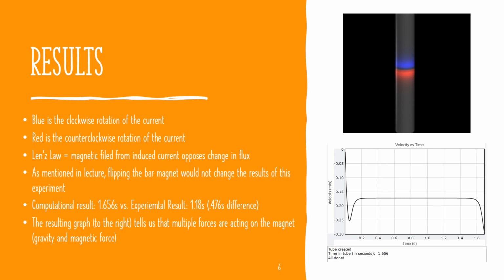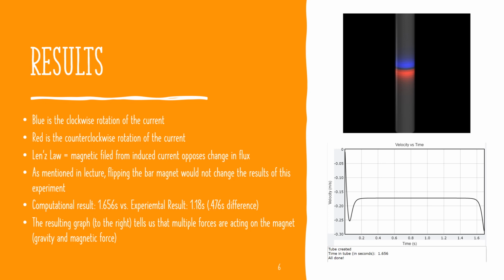These are the results of my experiment, and something to note is that the coloring of the tube indicates the magnitude of current flowing through each ring. The blue is the clockwise rotation of the current, the red is the counterclockwise rotation of the current, and the blue is on top of the red. Lenz's law says that the magnetic field from the induced current opposes the change in flux, which is what we observed in this lab. As mentioned in lecture, flipping the bar magnet will not change the results of this experiment.